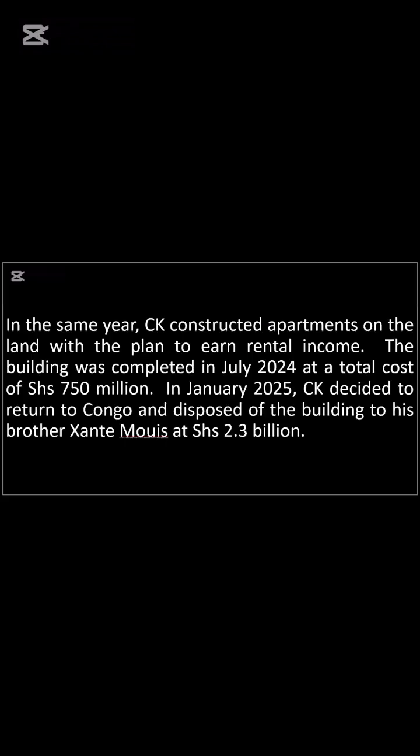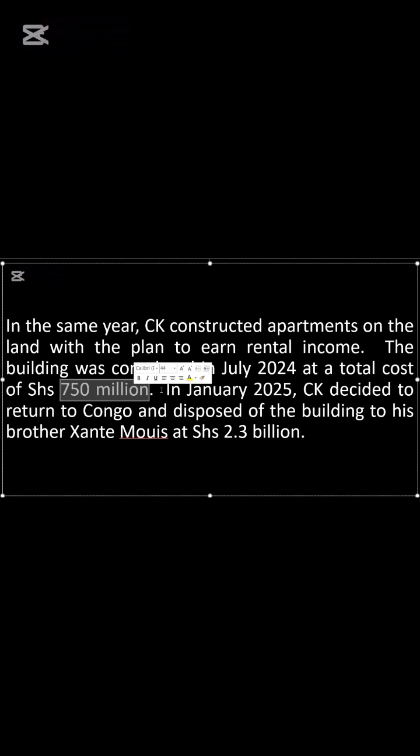They are telling us that after buying land, he constructed an apartment on the same land, and this apartment cost him 750 million. They are telling us that in July 2024 is when the building was completed. So in 2025, after constructing, he decided to return to Congo and disposed of this building to his brother Moise at an amount equivalent to 2.3 billion.